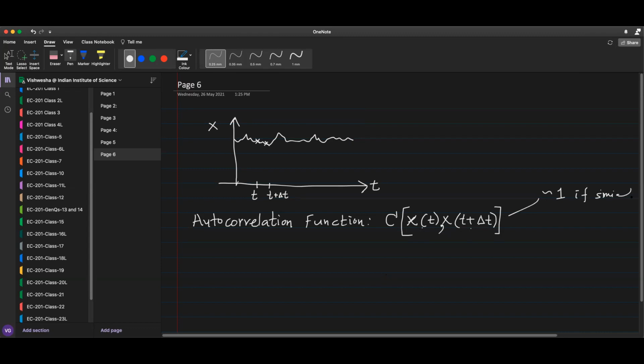Suppose x were a series of random numbers. How do you think this will look? What will be the correlation between t and t plus delta t, however small they might be? Zero. It will be 0, right? If it's a random set of numbers.